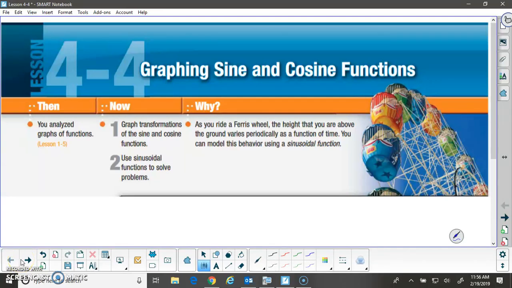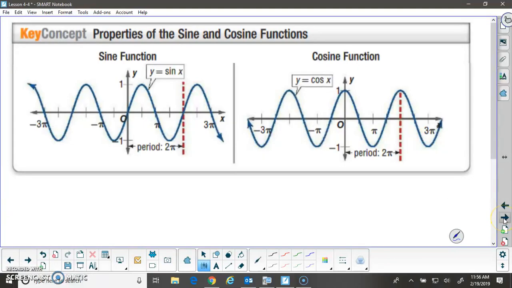Lesson 4 of Chapter 4 is on graphing sine and cosine functions. If you take a look at these two graphs, the graph on the left is a sine wave. The graph on the right is a cosine wave. They are very similar looking graphs. However, there are a couple of differences.